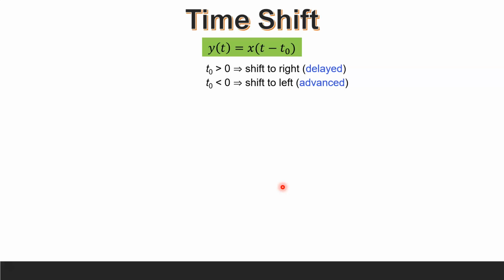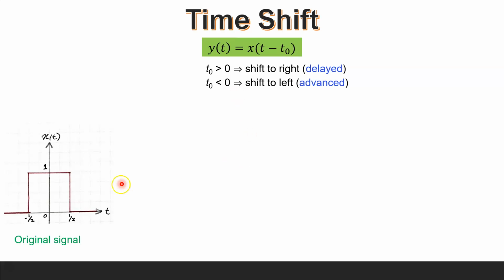The next one is time shift, given by this equation, which means in your original signal, the time is shifted by a certain amount t naught. If t naught here is greater than 0, it means that your original signal is shifted to the right, or delayed. And if your t naught is smaller than 0, it means that your original signal is shifted to the left, or advanced.